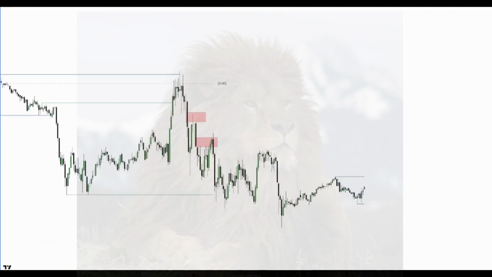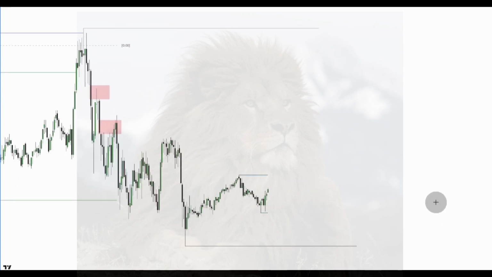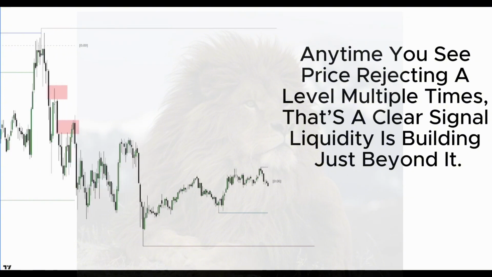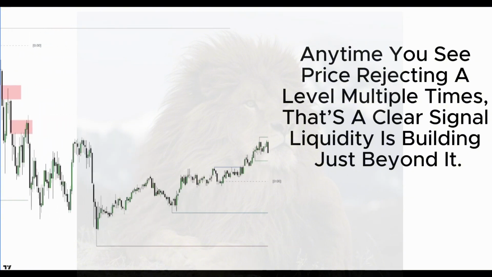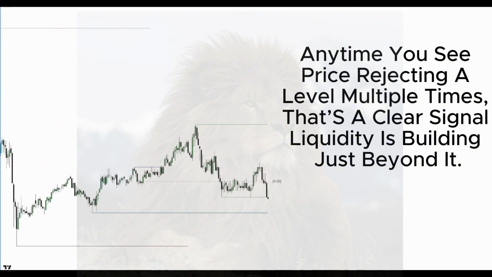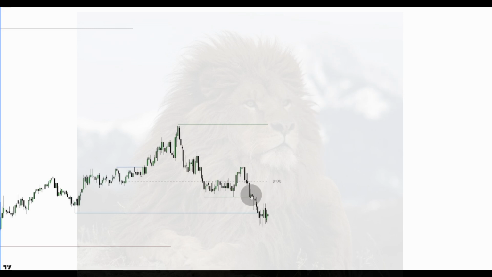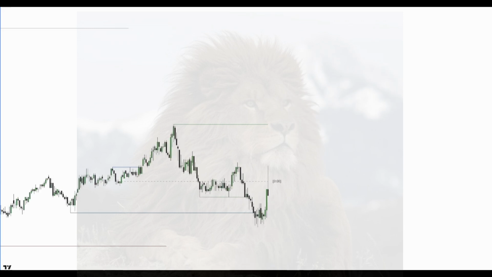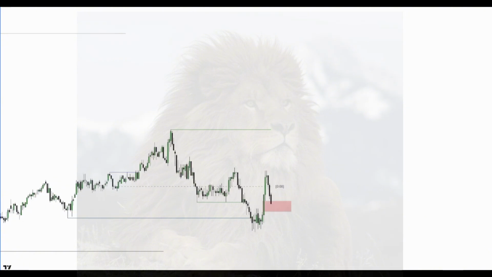Even the most recent session high or low attracts orders. And don't forget old swing points or equal highs and lows. Anytime you see price rejecting a level multiple times, that's a clear signal. Liquidity is building just beyond it. If you start marking these levels on your chart, you'll notice something powerful. Price almost always gravitates to them before making its next significant move.